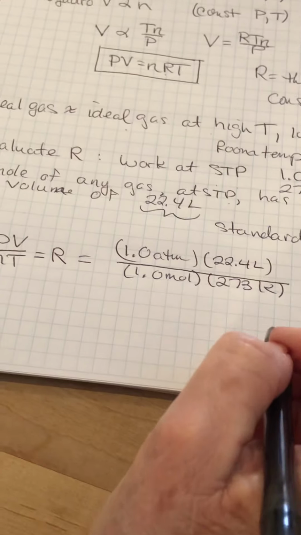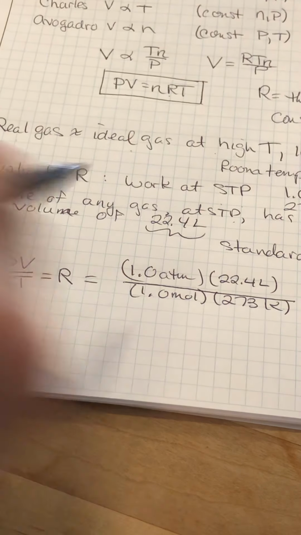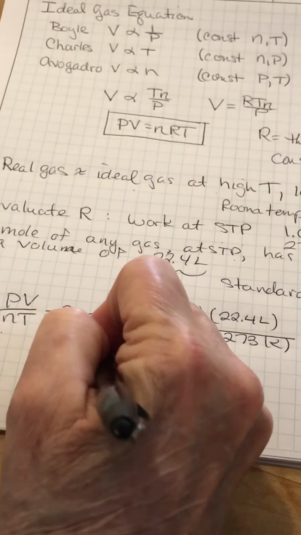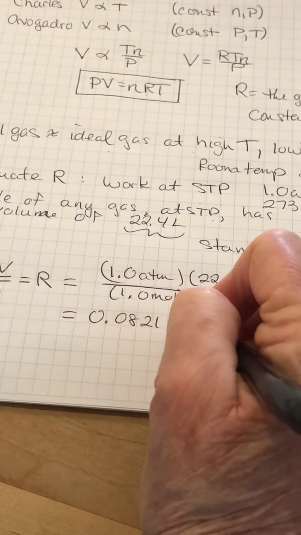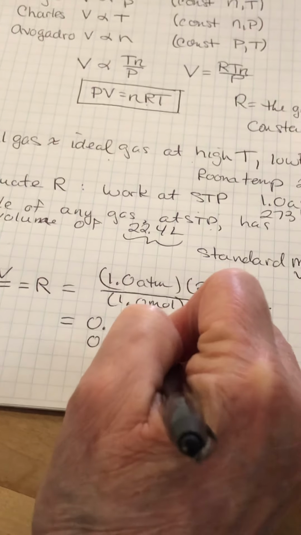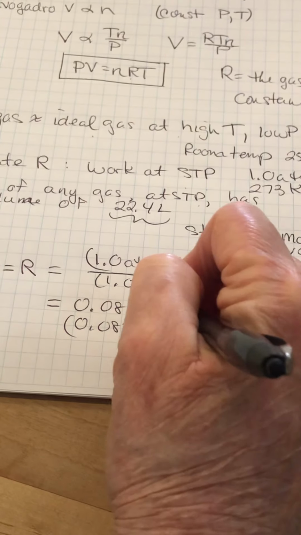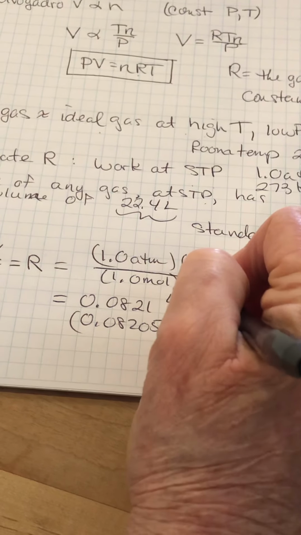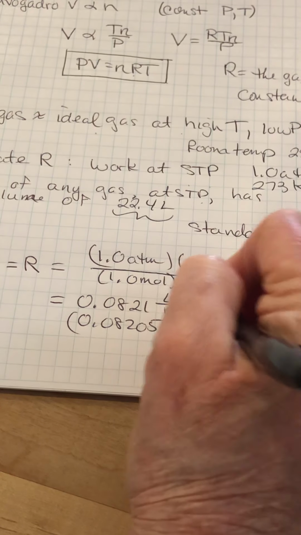So if we do a little multiplying and dividing, you come up with the value for the gas constant of 0.0821. The book may say 0.08205, but you don't have to do that. And the units are liters times atmospheres divided by moles Kelvin.